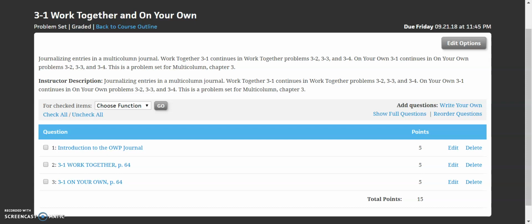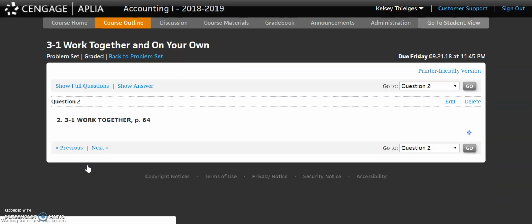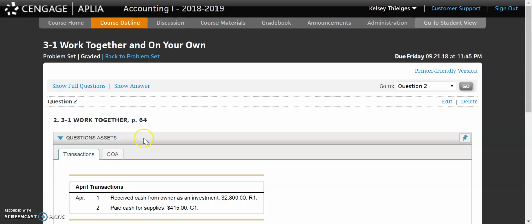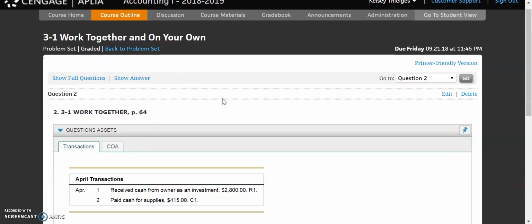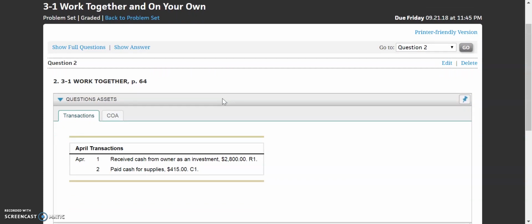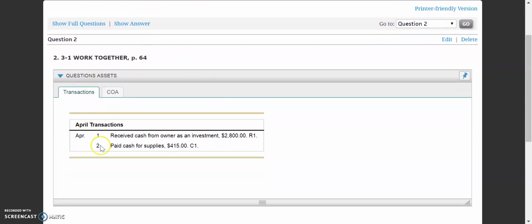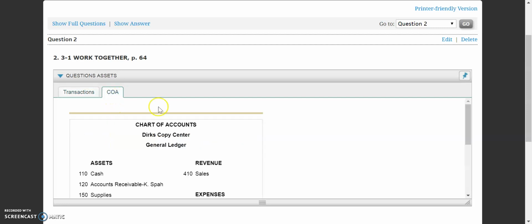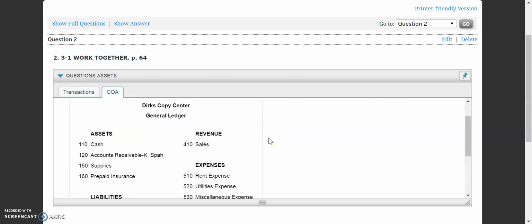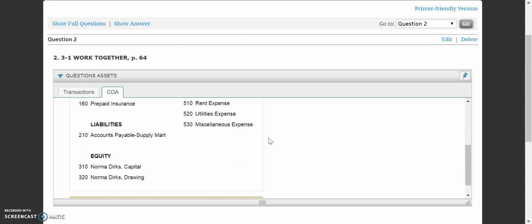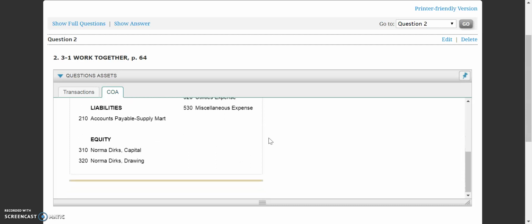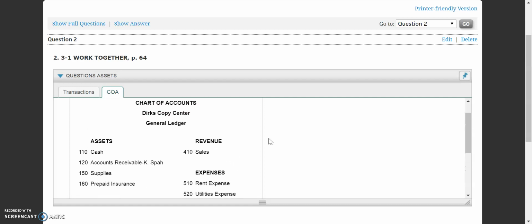Okay, we're going to head into 3-1 to do our work together, where we will be doing a little journalizing for the first time. So, as I had just explained in our introduction to the online working pages, up at the top we have our question asset section, which is going to give us our transactions that we need to journalize, as well as our chart of accounts in case you should forget what accounts are used in the business. So this is a handy feature too.